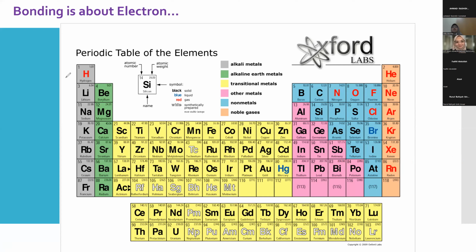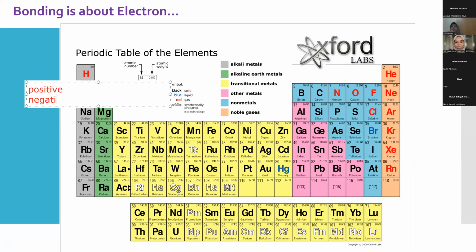Okay. In ionic bonding, it's about positive or negative. It's possible positive or negative, so we have to choose. We have to predict what element can be positive or negative, what element can be a cation or an anion. What is the meaning of easy to be a cation and easy to be an anion?